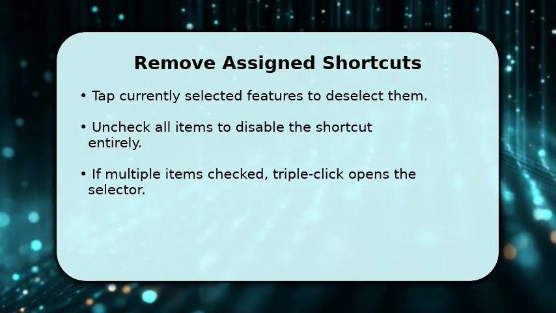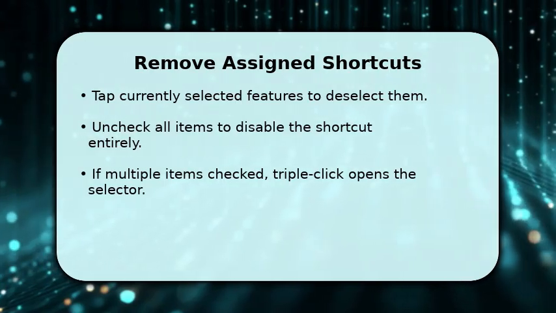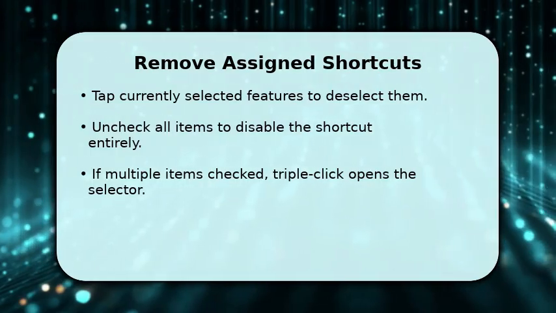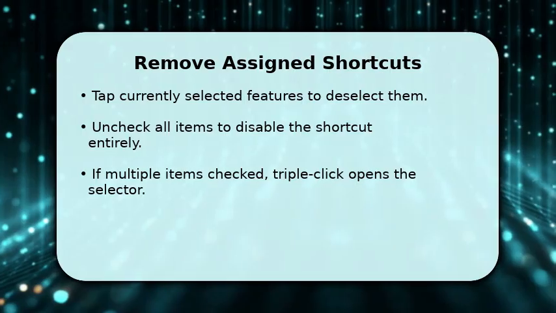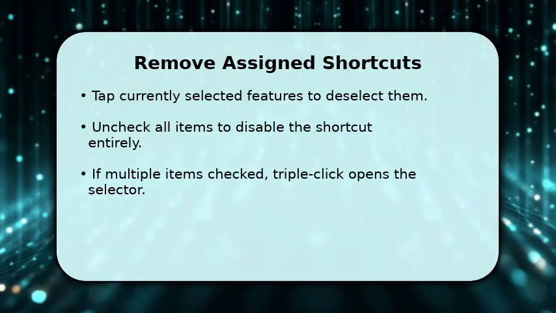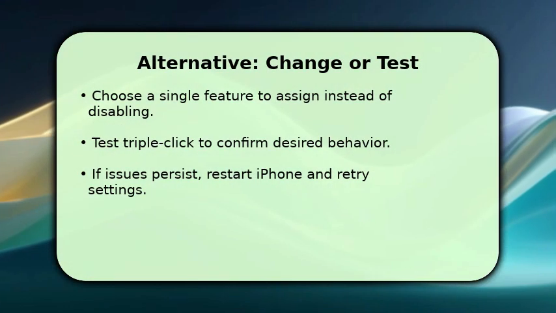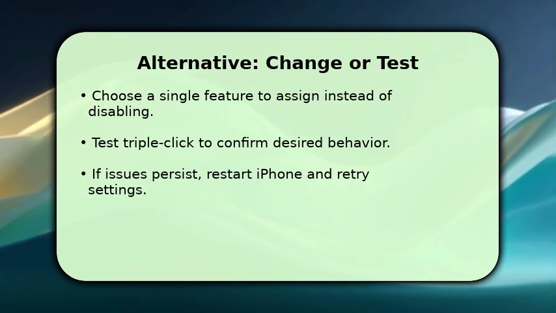Once done, exit Settings and test by triple-clicking the Side or Home button to confirm nothing appears. If it still triggers, return and ensure every item is unchecked. As a final step, you can replace disabling with selecting one specific feature if you prefer a single quick access.